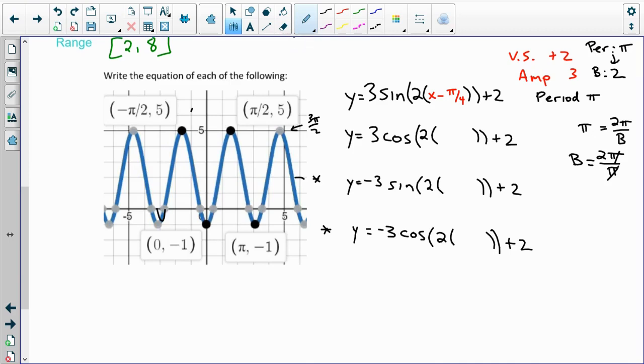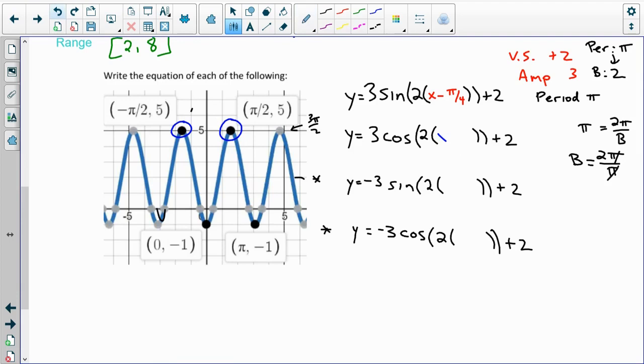A positive cosine graph looks like it would start at pi over 2, or it could start at negative pi over 2. I have a variety of different choices. I'll use the positive one. So x minus pi over 2. I could have chosen plus pi over 2, because that would also be a positive cosine graph.